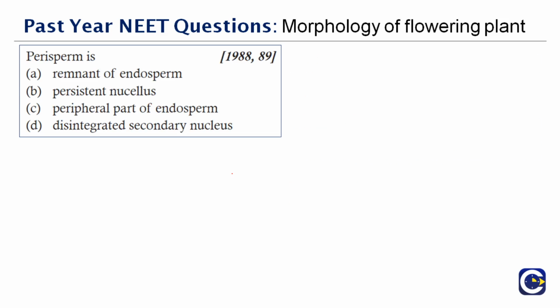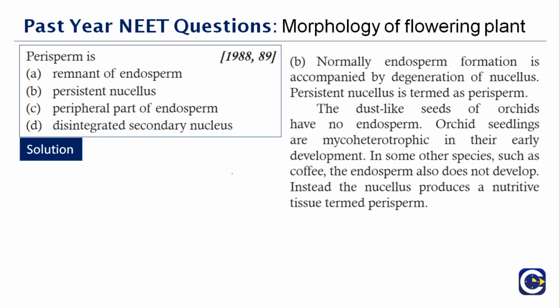Next question here. Perisperm is dash. This question was asked in the years 1988 and 89. Normally, endosperm formation is accompanied by the degeneration of the nucellus. The persistent nucellus is termed perisperm. So what is it? Persistent nucellus.